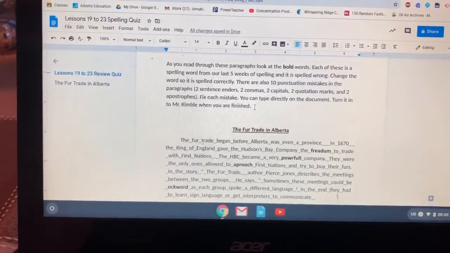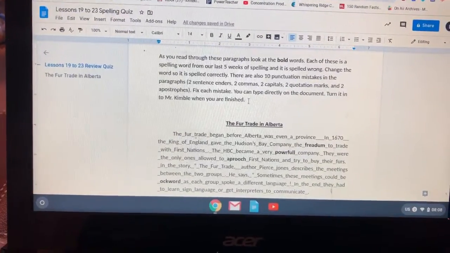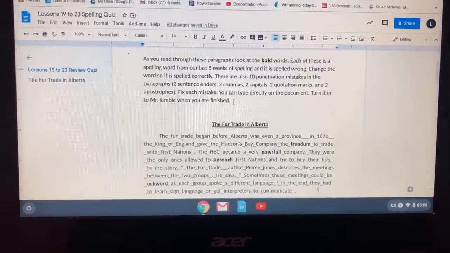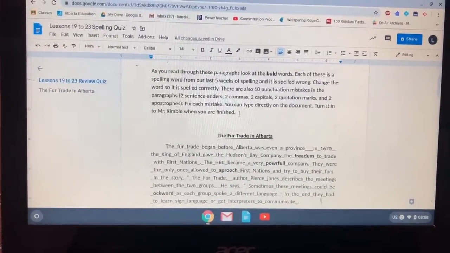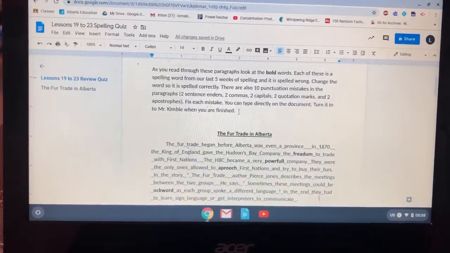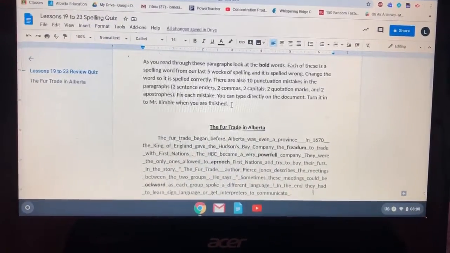Now, if you're having trouble typing right into the document and you want to write out the spelling words, I'll show you how to do that after we've gone through this way of doing the quiz. You can hand it in to me 2 ways. The first way is to type directly on here.